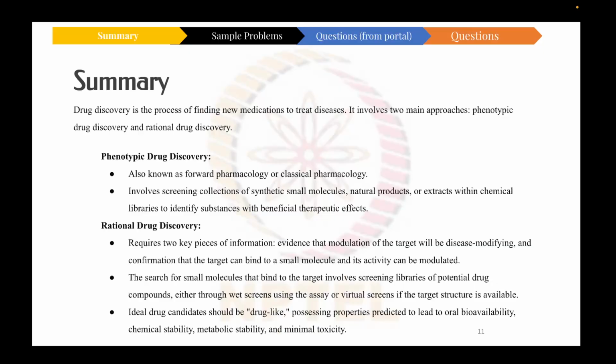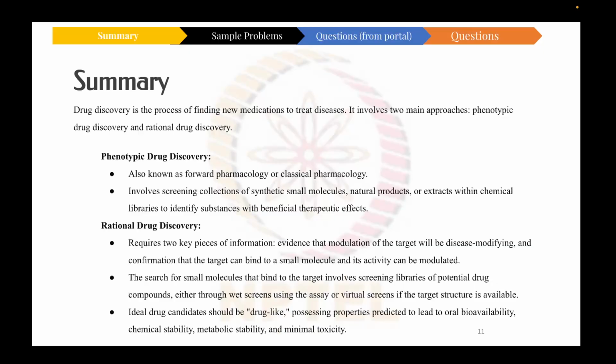Once a suitable target is identified, it is cloned, produced, and purified, followed by establishing screening assays and determining the conformational structure if possible. The search for small molecules that bind to a target involves screening of libraries of potential drug compounds, either by wet screens using the assay or a virtual screen if the target structure is available.